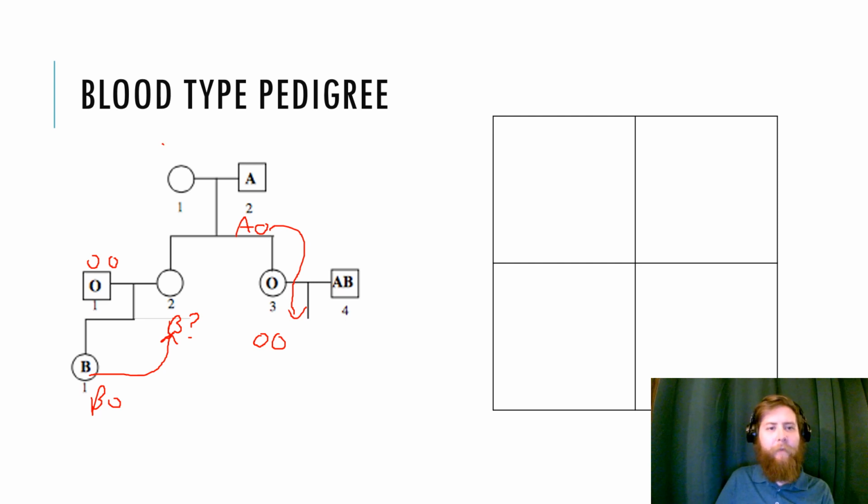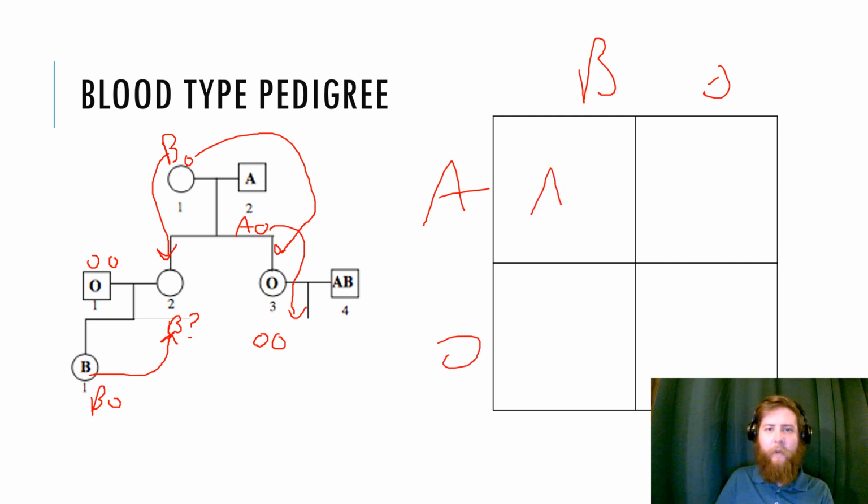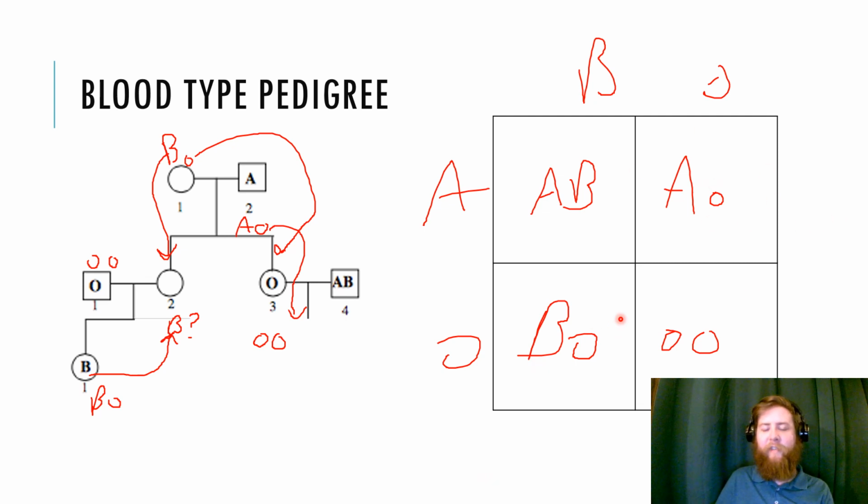Now, looking at father here, we know that father has to be BO because he has to give the B to this child, and he gives the O to this child. So looking at this, this is the father and the mother's genotypes here. They would have a 25% chance of giving an AB individual, 25% chance of having an AO offspring, 25% chance of having a BO offspring, and 25% chance of having this O offspring. So these tables can give us a lot of information really quickly. So that's really, really nice.